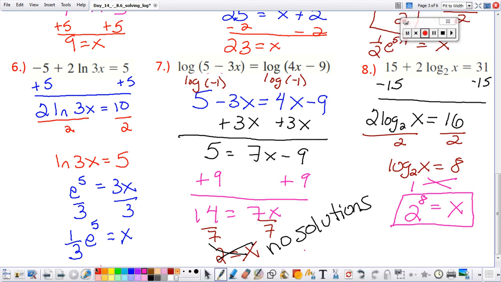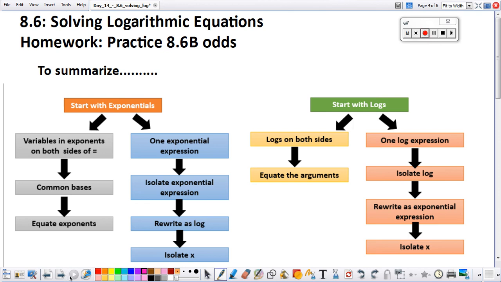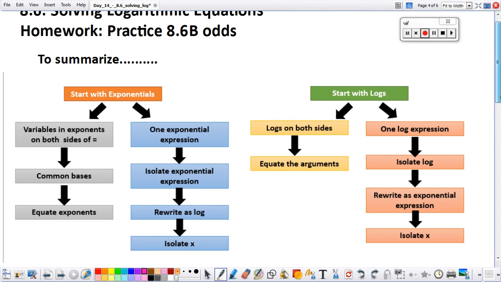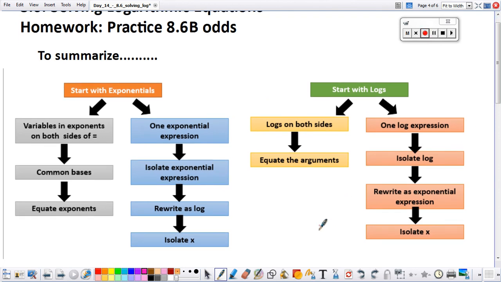Okay, so between yesterday and today, we've done 4 types of solving. So let's summarize. We have a little decision-making tree here. We're going to pause the video here for you to be able to copy this down, and then we're going to resume the video so that you can pay attention to me walking you through the chart.